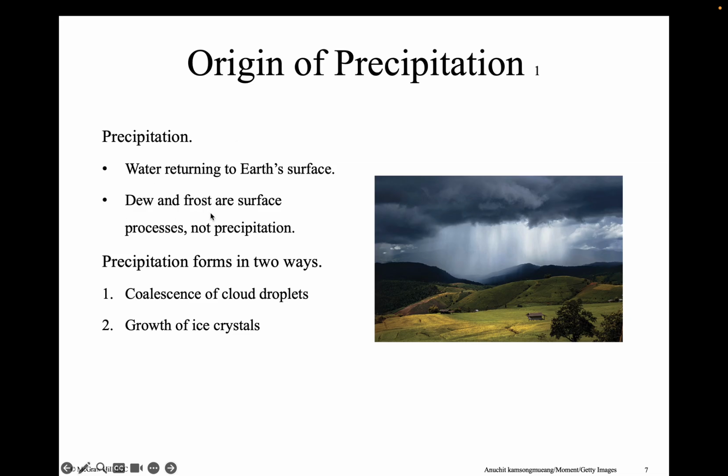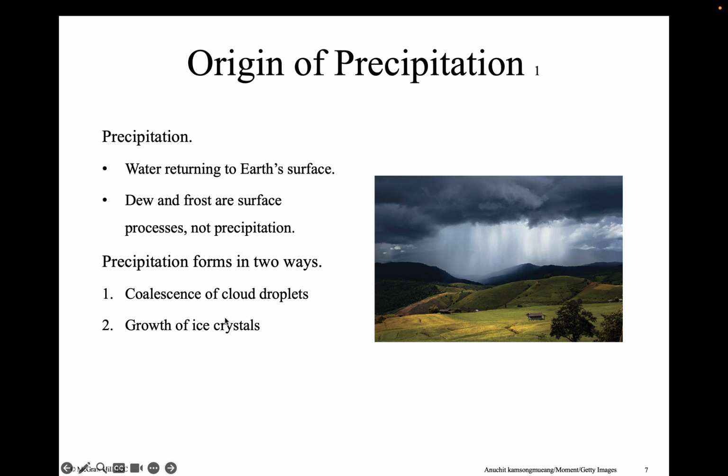Two main things, the dew and the frost here, they are not precipitations, they are just surface processes. Remember, the dew is from that glass example I gave you, when the glass of water starts sweating, right, which is the condensation of the water on that surface. That's not precipitation. We just call it dew. Okay, precipitation can happen in two ways. So you have the coalescence process and also the growth of ice crystals that we're gonna call the ice crystal process.